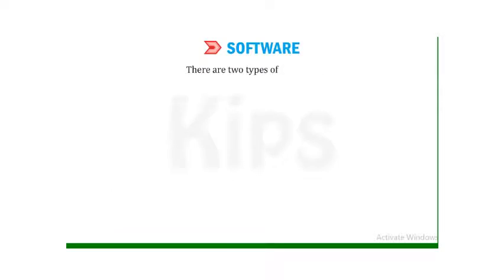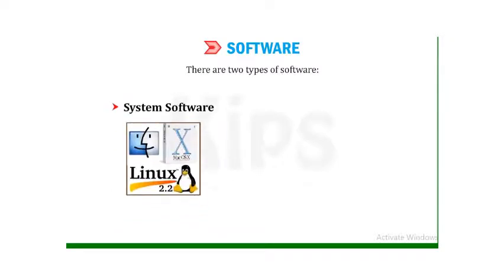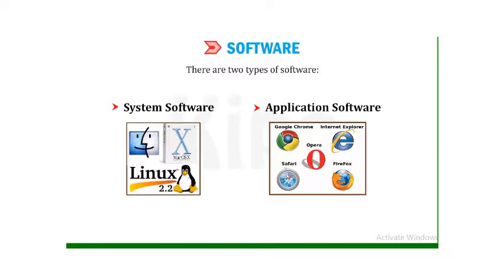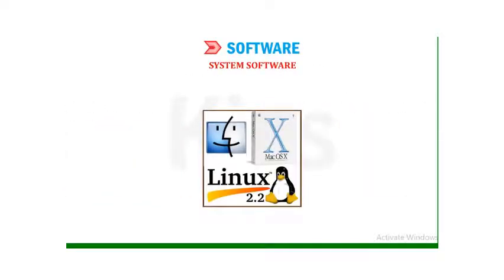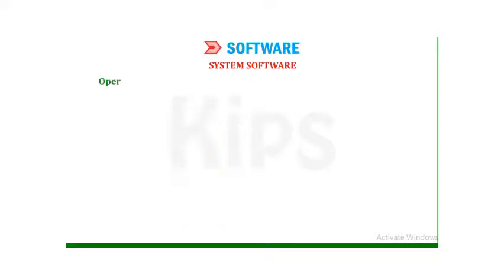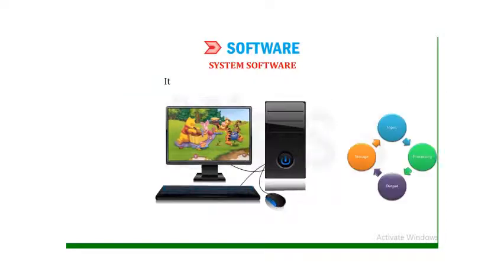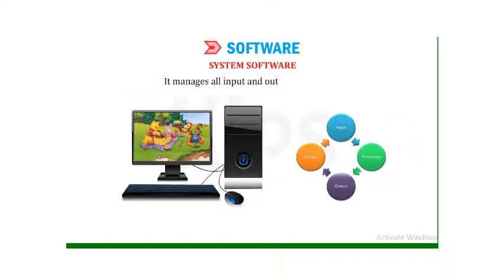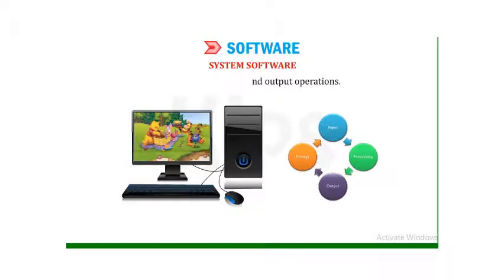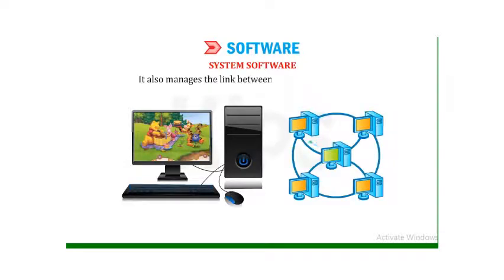There are two types of software: system software and application software. First, let us talk about system software. It is a set of programs that controls the overall working of a computer. Operating system is a part of system software that makes a computer run. It also manages all input and output operations. It manages the link between the different parts of a computer and the user.